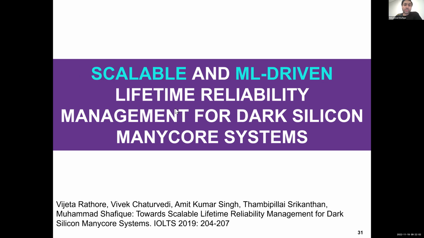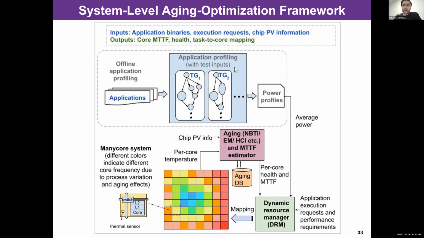So what I'm going to show you is a little bit of the work that we have done to implement a scalable, machine learning based task management system for improving aging. The general flow, as you see here, is that we take applications, we do profiling of these applications, and then we run them on these multi-cores. There are two main components, one is the aging estimator, and the other is the dynamic resource management. Now the profiling, aging estimator, and dynamic resource management, all these three components can be done using ML-based techniques or using non-ML-based techniques.